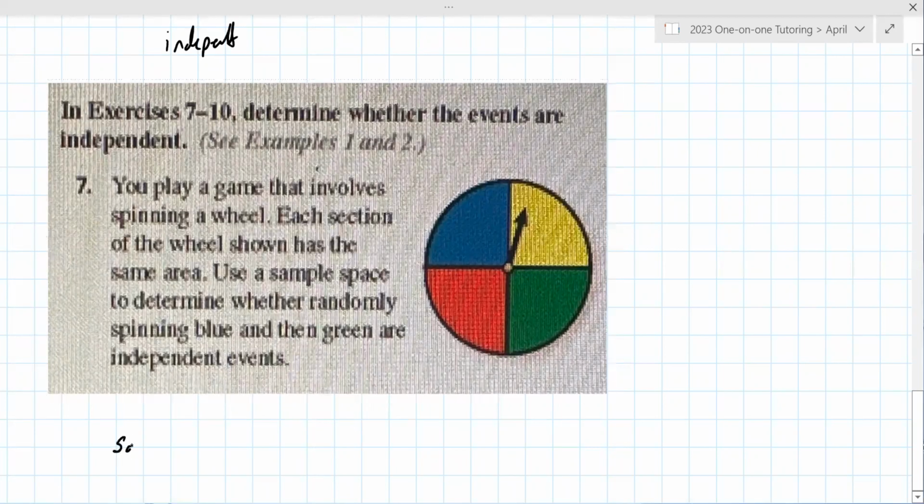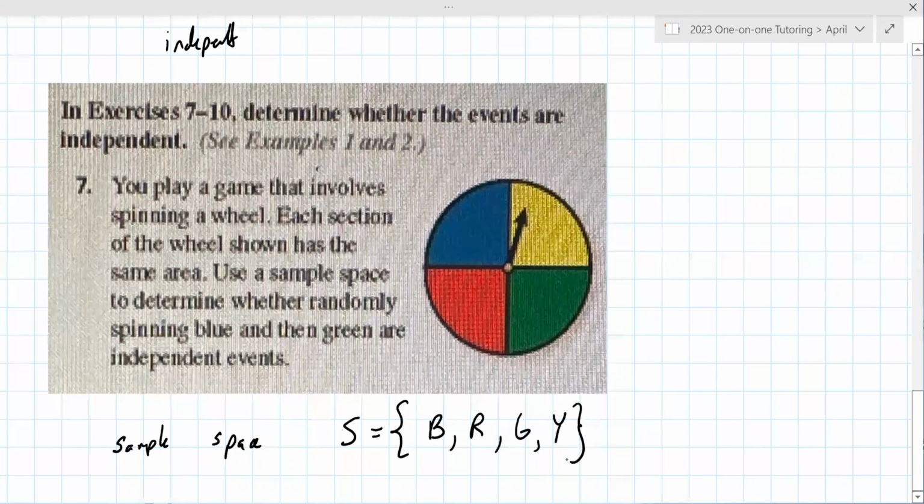So a couple things here to talk about. The sample space is often written as a set. A capital letter is used to define a set, and then these curly braces are used to enclose the outcomes of the sample space. And so we can use the first letter, blue, red, green, and yellow, to denote that. So that's the first thing. Is that okay? And if you don't like letters, if you're more of a number person, you could just label them with numbers as well.